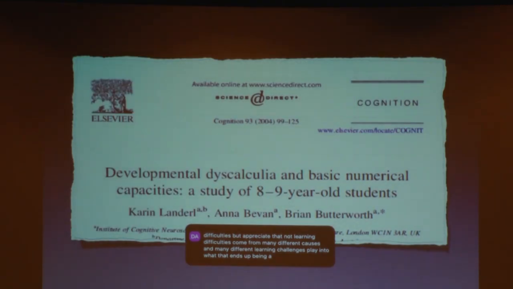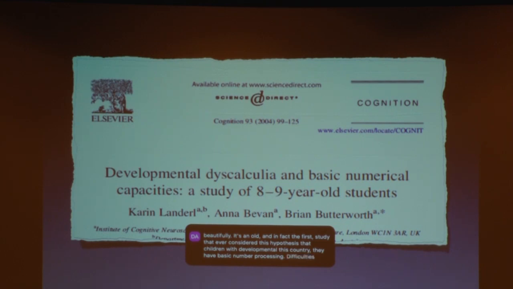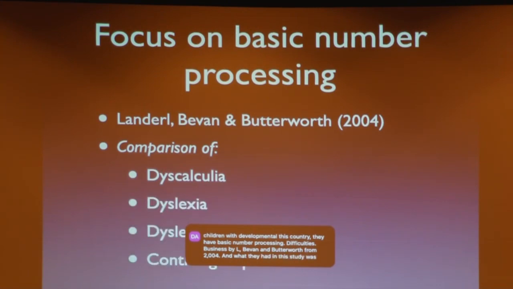But one of the things that stands out is that clearly children with developmental dyscalculia do have problems with some of the most fundamental number processing tasks. And I just want to show you one study that I think illustrates this quite beautifully. It's an old study, and in fact the first study that ever considered this hypothesis that children with developmental dyscalculia have basic number processing difficulties. This is by Landerl, Bevan, and Butterworth from 2004. And what they had in this study was 4 different groups. So one group of children with developmental dyscalculia, so they had a math learning difficulty.